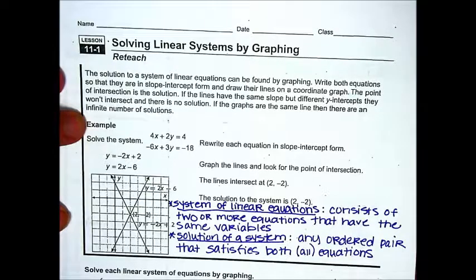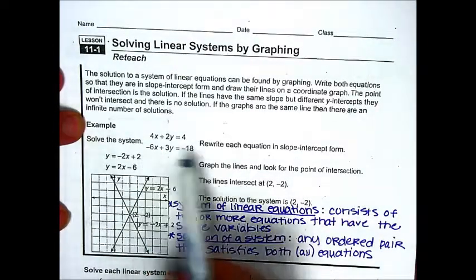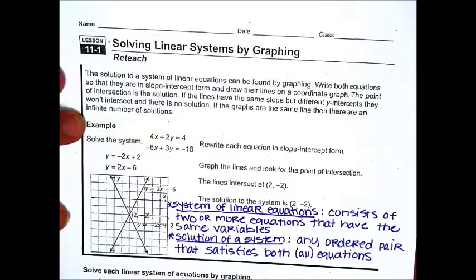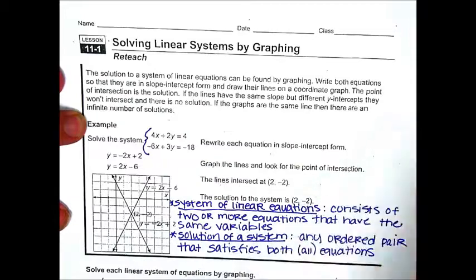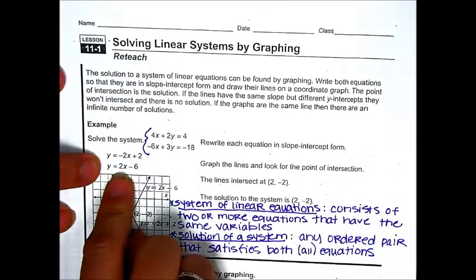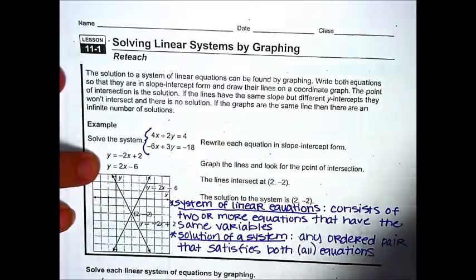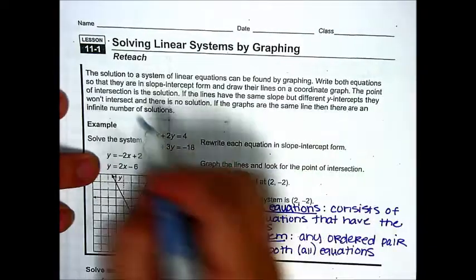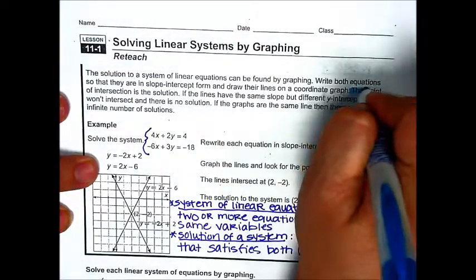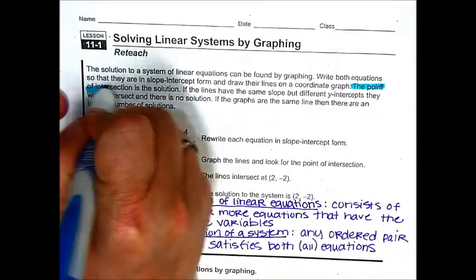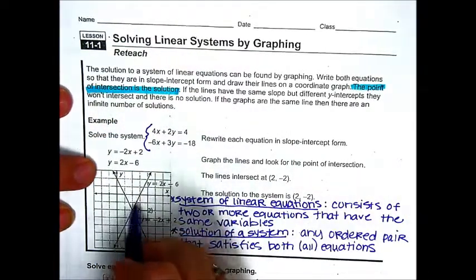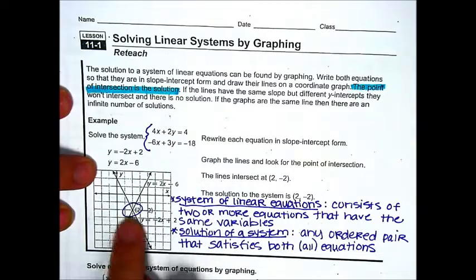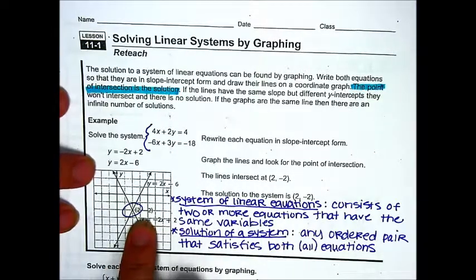The first thing you have to do is put them in slope-intercept form. So this would be a system here. So you're going to rewrite and put them both in slope-intercept form. You'll graph the lines and look for their point of intersection. The point of intersection is the solution. So on this first example, they cross at (2, -2). So that would be the solution to these two lines.